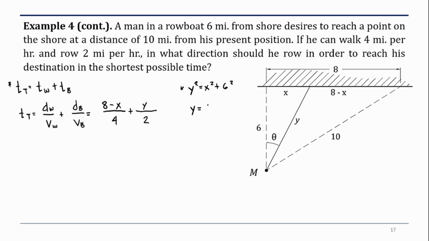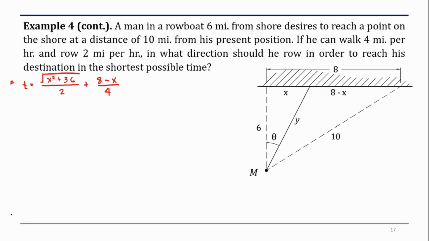Simplify natin, y is equal to square root of x squared plus 36. Okay? And then, lagay na natin siya sa ating first equation. So, yung equation natin for time now, magiging total time is equal to 8 minus x over 4 plus yung y, square root of x squared plus 36, all over 2. So to solve for critical points, kunin muna natin yung derivative niya ng time.